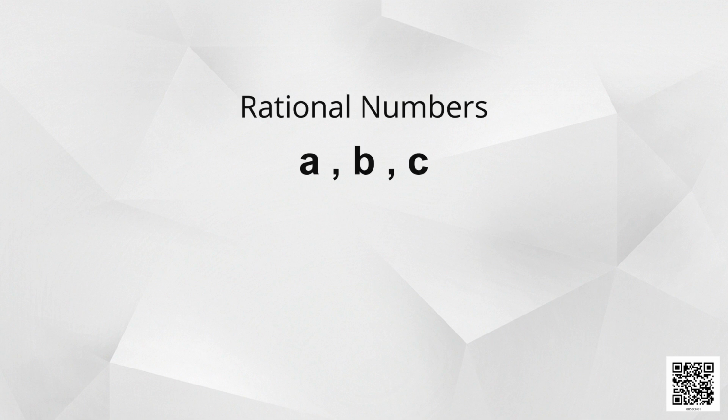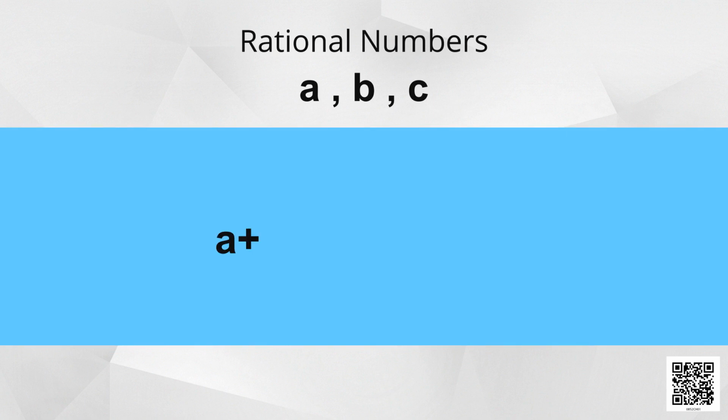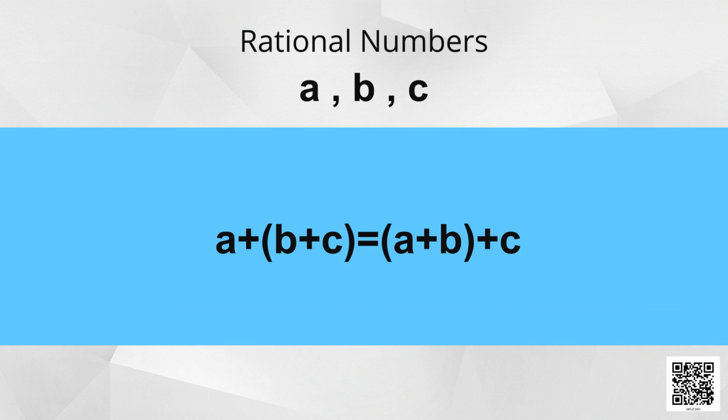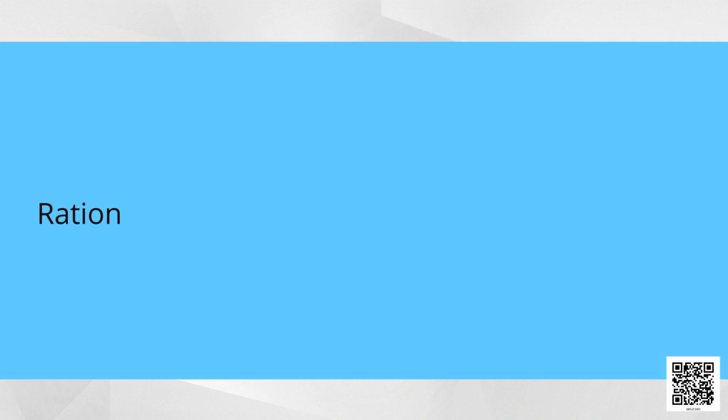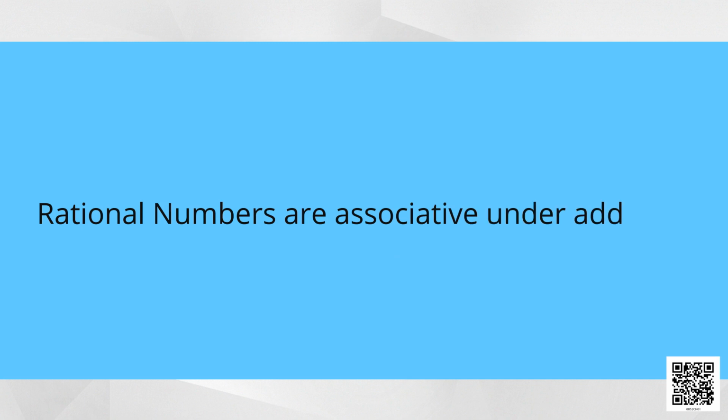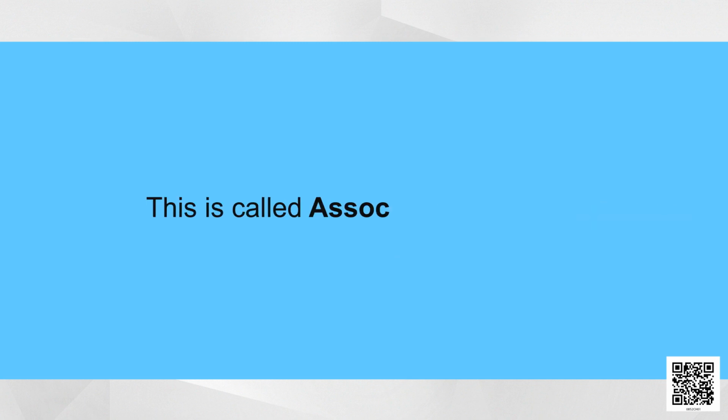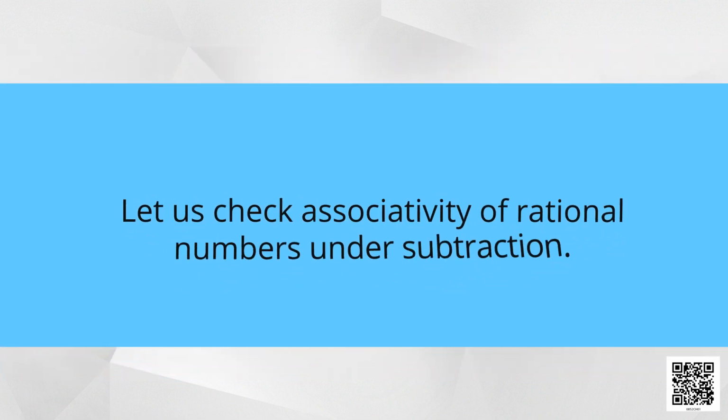We can generalize that for rational numbers a, b and c, a plus (b plus c) is equal to (a plus b) plus c. That is, rational numbers are associative under addition. This is also called associative property. Now let us check associativity of rational numbers under subtraction.